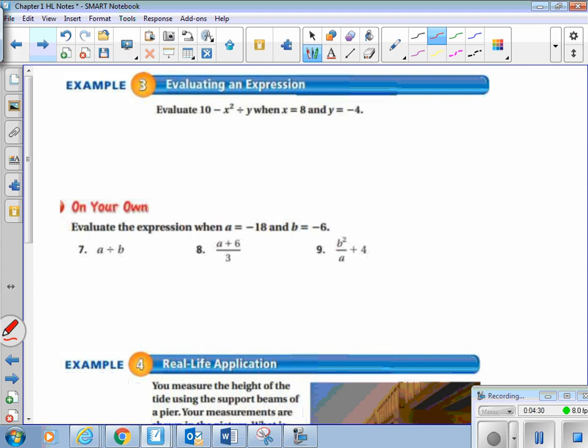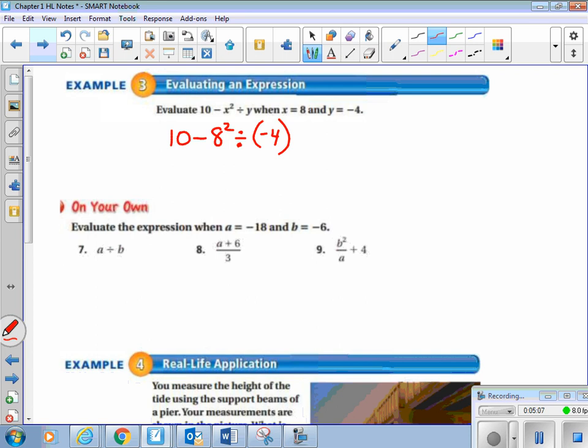In example 3, we're evaluating an expression, which means we are going to substitute integers in for the variables. It says evaluate 10 minus x squared divided by y when x is 8 and y is negative 4. I'm going to rewrite the problem substituting those values in. 10 minus x is 8, so we have 8 squared divided by y, and y is negative 4, which I'm going to put in parentheses only so that my division and my negative sign are not right next to each other.